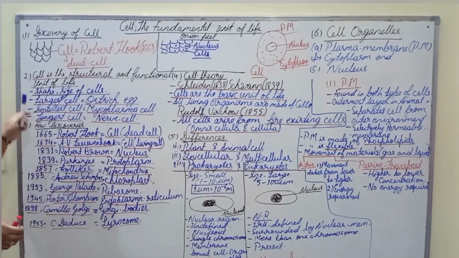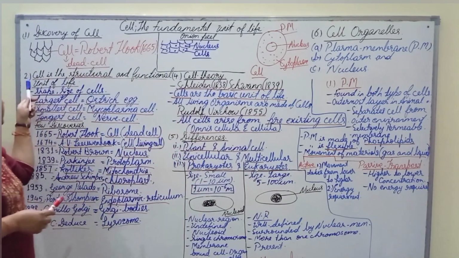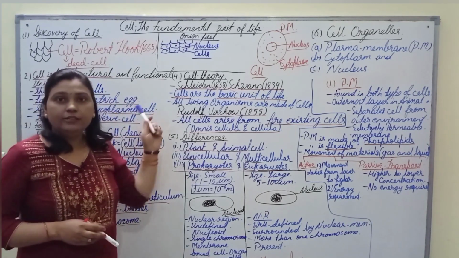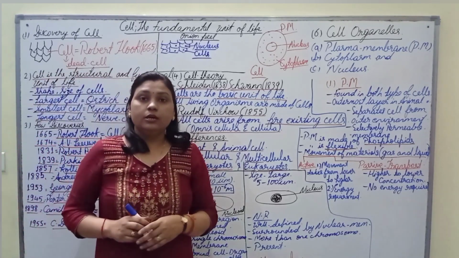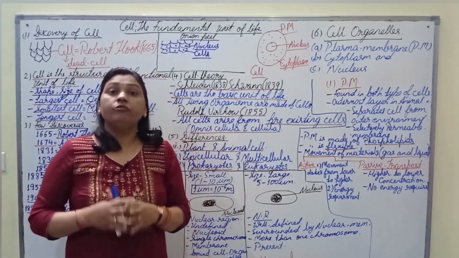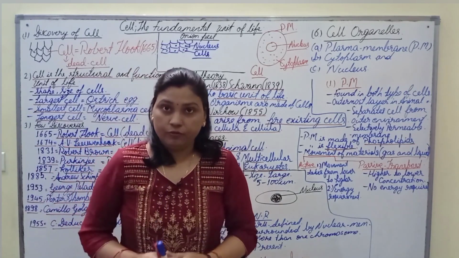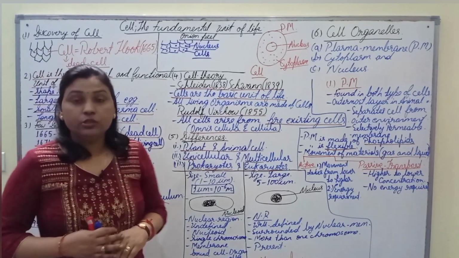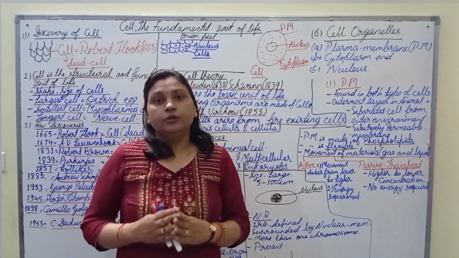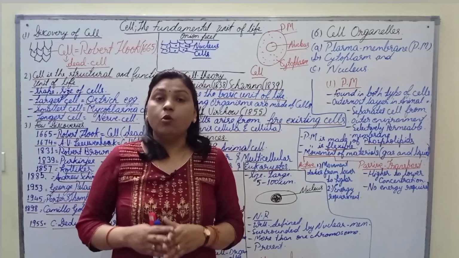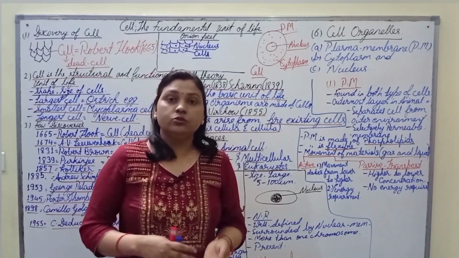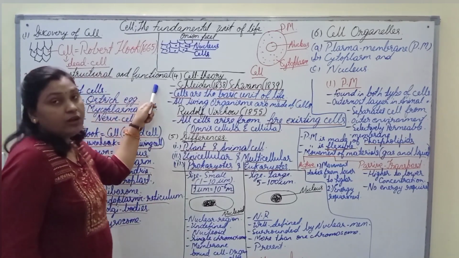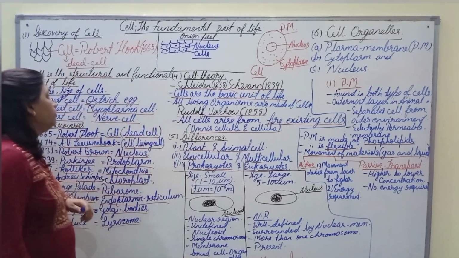Now moving on, we have the definition of the cell, that is cell is the structural and functional unit of life. Why it is called structural unit? Because the body organization of any living organism is made of cells, so it is called structural unit, and it is called functional unit as well, as these cells have to perform all the important functions like respiration, digestion, excretion, etc. So cells are also known as functional unit of life.